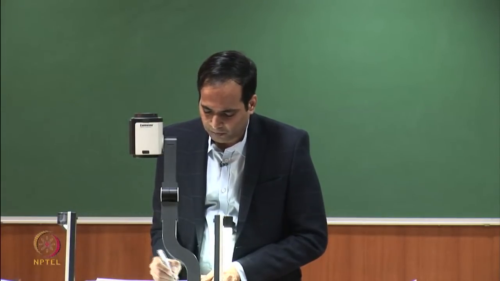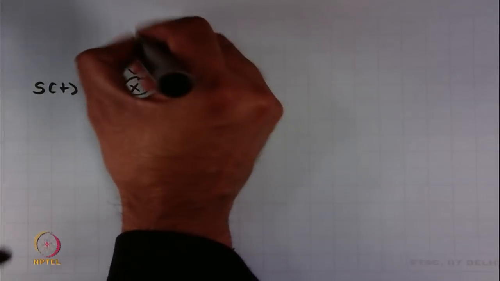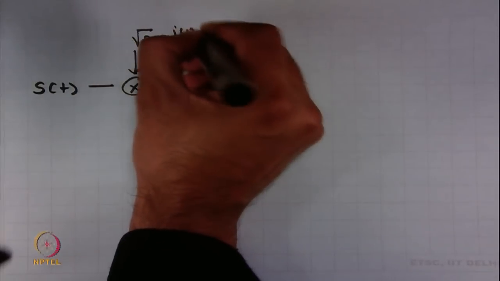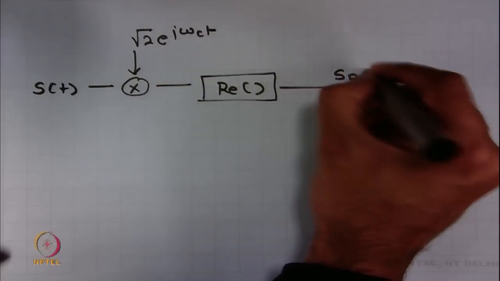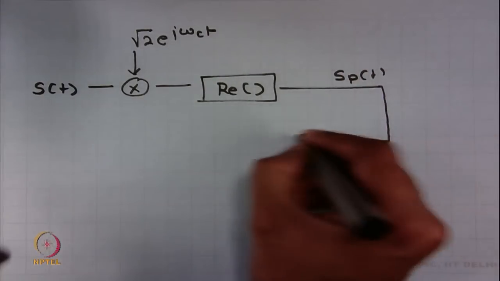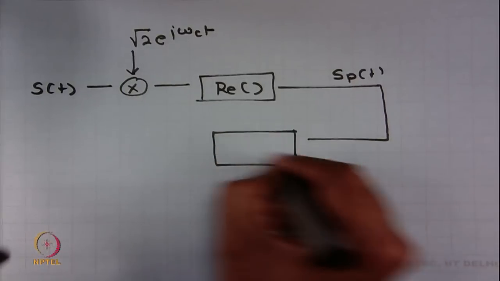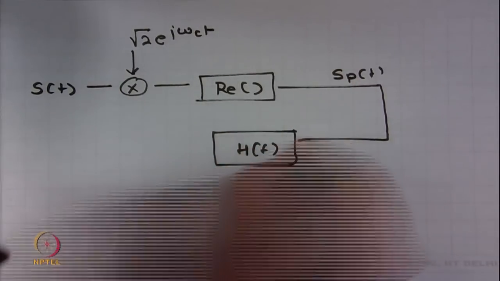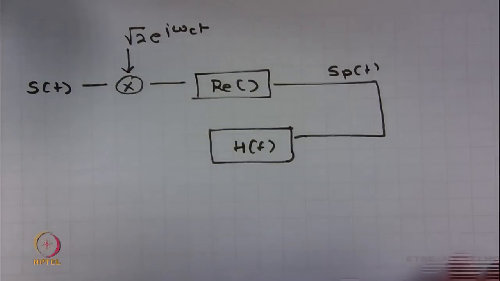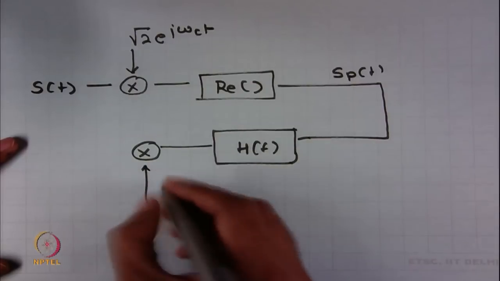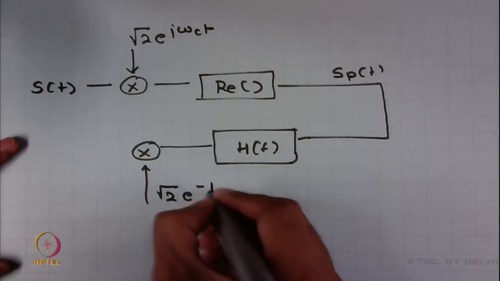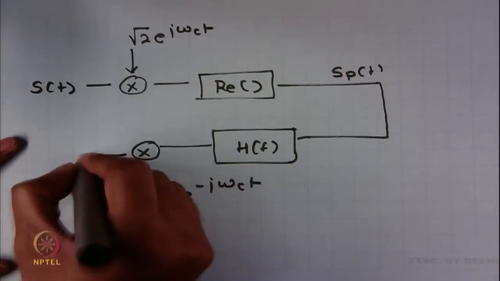So, if we have a complex baseband signal, let me multiply this with root 2 times e to the power j omega_c t, take the real part, I get S_p(t). S_p(t) I pass it through Hilbert filter, which is like a unit step in frequency. I multiply this with root 2 times e to the power minus j omega_c t, I get S(t).